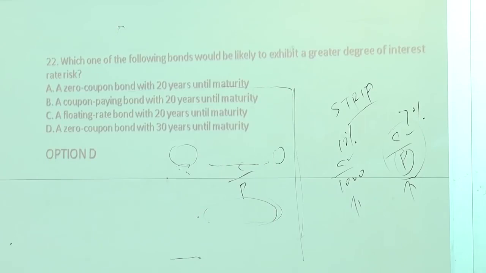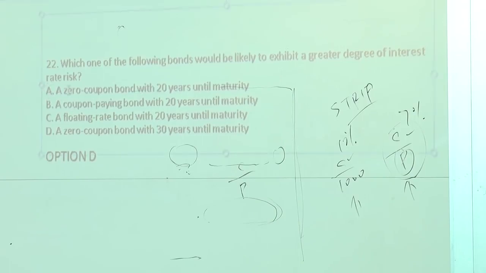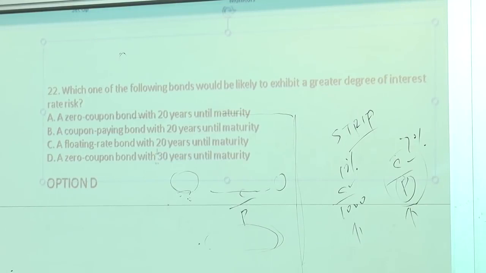Which of the following bonds would be likely to exhibit a greater degree of interest rate risk? Let's compare first the three. Zero coupon and zero coupon. All other things are the same. So for A, B, C, A must be correct, right? Zero coupon. And for A and D, D has a longer maturity, so D should be correct, right? And again, what bond exhibits a higher degree of interest rate risk? The bond with either higher maturity or lower coupon rate. Okay, those two things to remember.